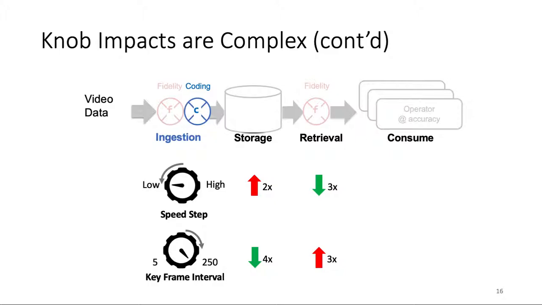When we encode the videos, it's encoded in chunks, and each chunk has multiple frames, like from 5 to 250. If you encode 250 frames in one chunk, the storage size will be very low because it has higher encoding efficiency. However, when you decode those videos, you need to decode the whole chunk, so the retrieval speed is very slow.